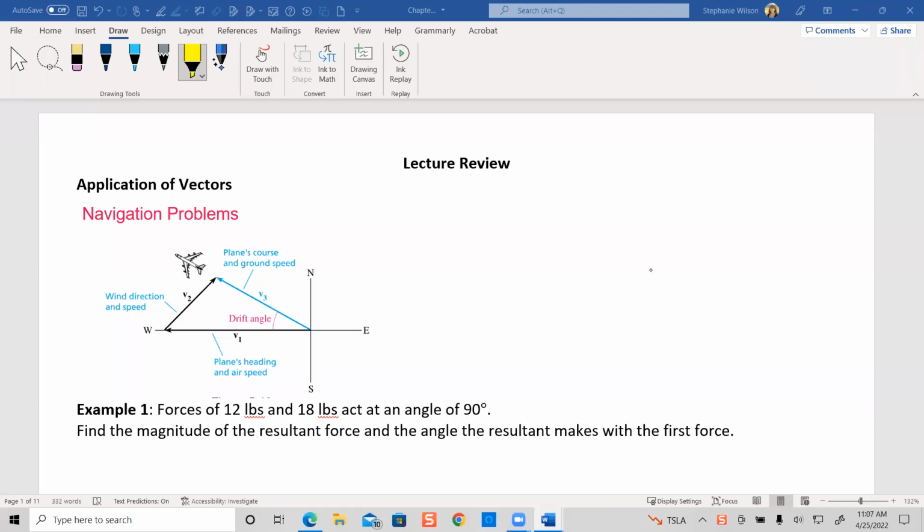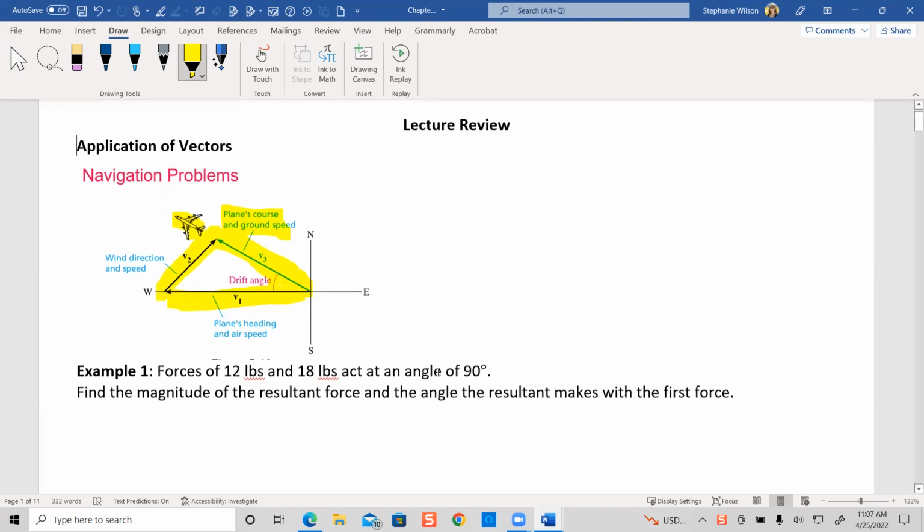Application of vectors. Our first one here is we're going to talk about navigation problems. If you notice here, we have this airplane, and this airplane's course and ground speed is going to be projected at this V3. We have this drift angle between the plane's heading air speed versus the speed coming from the ground, okay? And then we have the wind direction speed going up against the plane. So let's read the application problem.